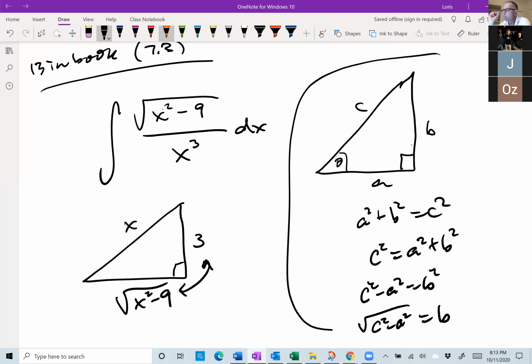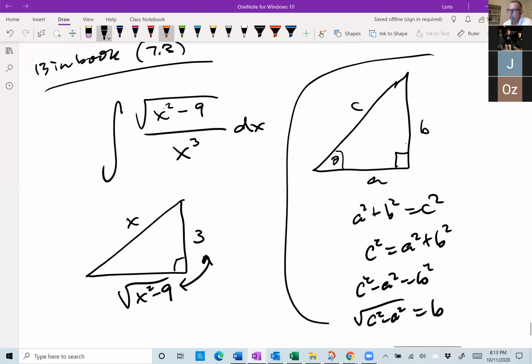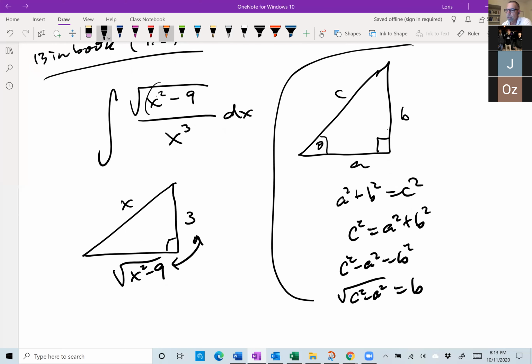So the idea here is that when you have a squared term and a squared term, you take the square root of each one of those, and those are going to be two of the sides. The other side will go according to this little rule that we talked about here.